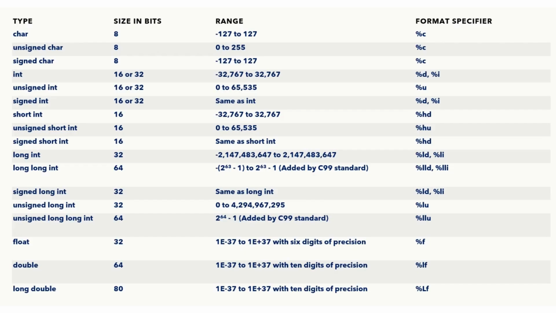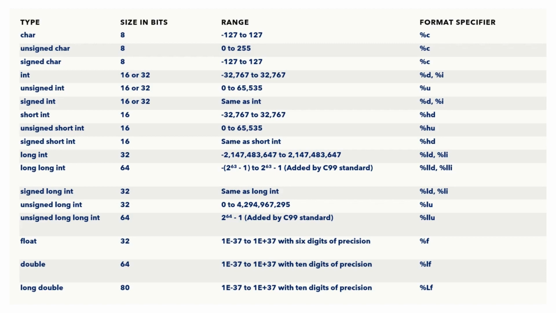Here I have summarized the range of all the data types, and please note the size, range and format specifier for the most commonly used data types, that is character, unsigned integer, signed integer and float. These format specifiers will be used in the printf statement. The one used for the character data type is %c, %u is used for the unsigned integer, %d is for the signed integer, and %f is used for the float data type.